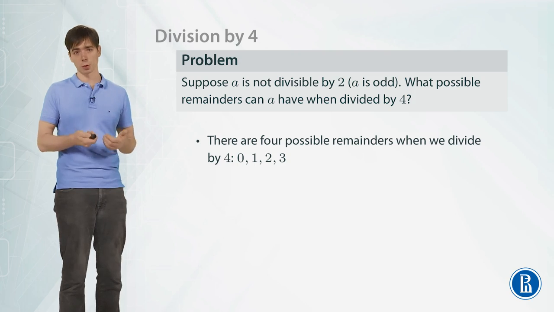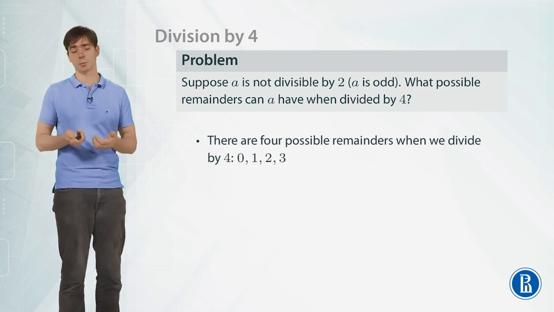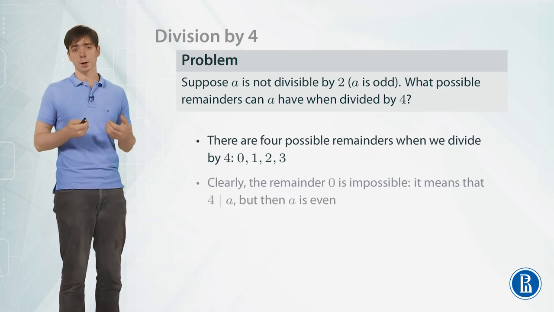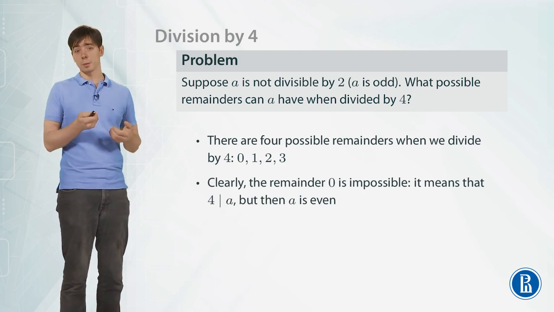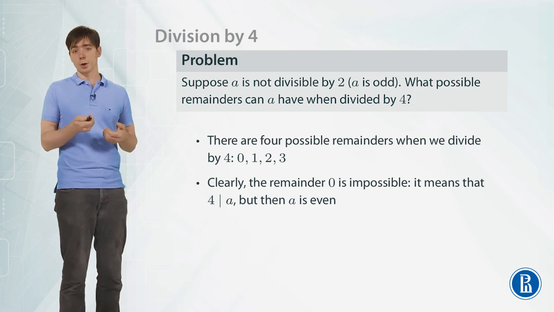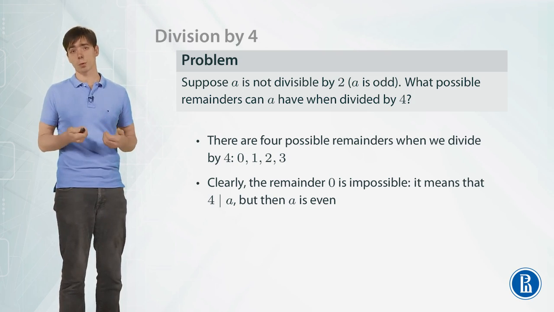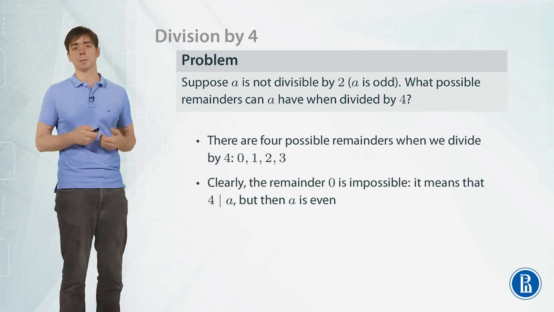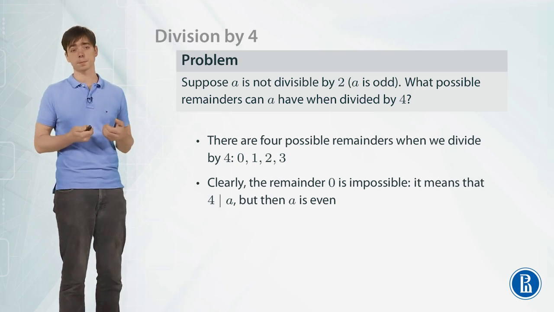The remainder can be 0, it can be 1, it can be 2, and it can be 3. So let's consider these cases and see which of them are possible. Okay, clearly the remainder 0 is impossible. If the remainder is 0, it means that a is divisible by 4, so it has the form 4 times some integer k. And so a is even. But we know that a is odd, so this case is impossible.